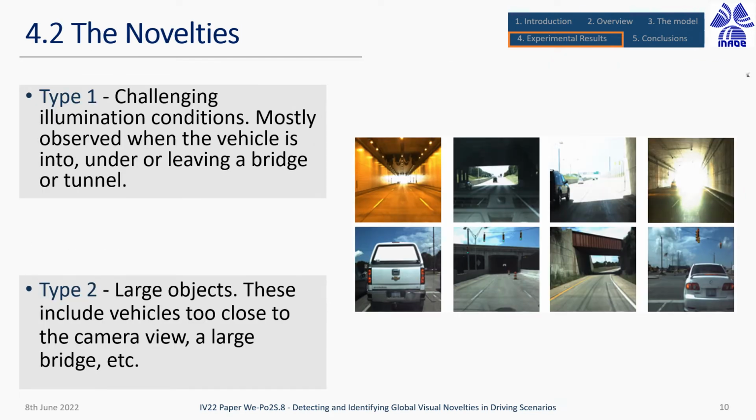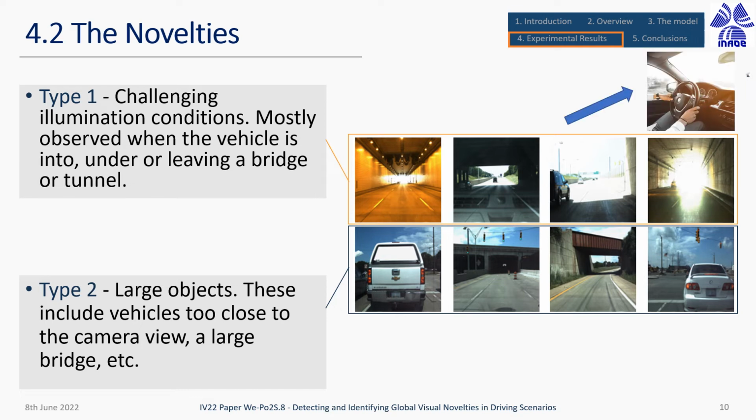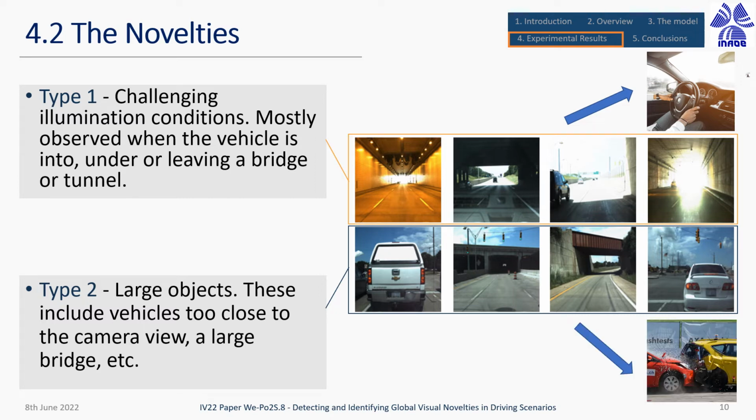Two types of novelties are considered. Type 1 corresponds to challenging illumination conditions, mostly observed when the vehicle is going into, under, or leaving a bridge or tunnel. Type 2 corresponds to large objects. These include vehicles too close to the camera view or a large bridge. These types of novelties were selected because they are closely related to real critical situations. For example, a large object close to the camera view can be produced by a rear-end collision.